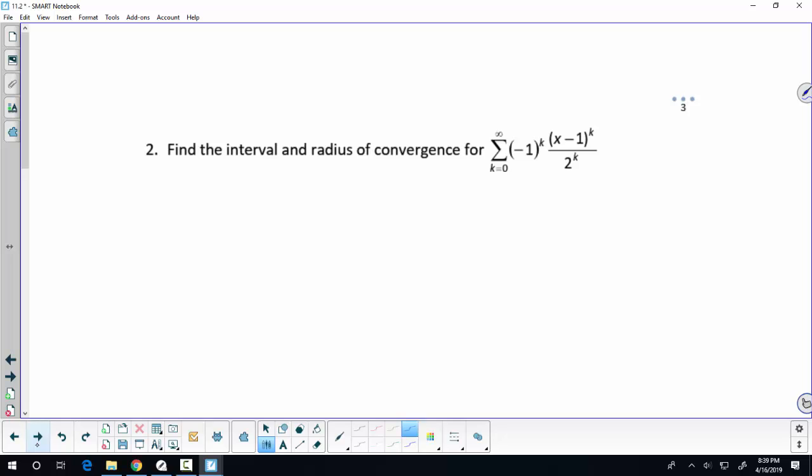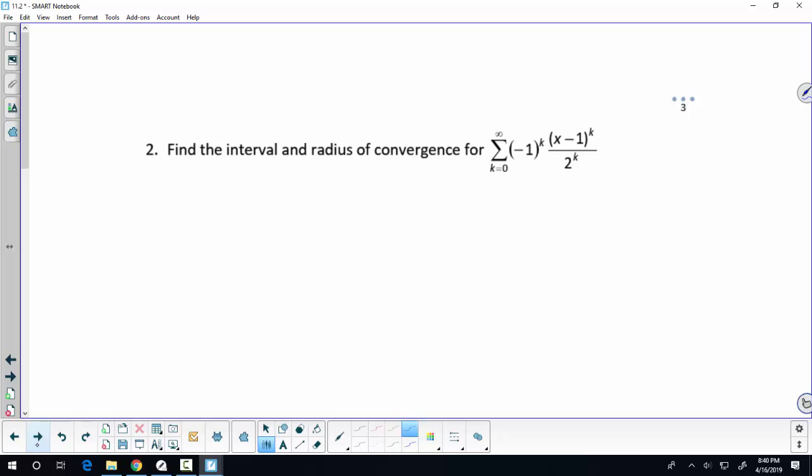Second example. What test might be beneficial here? It's alternating. Notice we have x minus 1 to the power of k and 2 to the power of k, and negative 1 to the power of k. We could certainly do a ratio test. No, that's the alternating series test. It is alternating. Remember, when we use the root or the ratio test, we put the absolute value around, so it doesn't really matter that it's alternating.